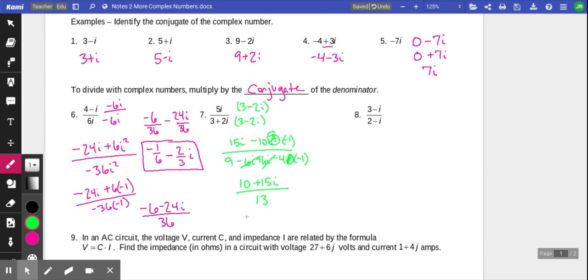I could try to simplify this, but when I break it apart into my real component, which is 10 over 13, plus my imaginary, which is 15 over 13i, none of my fractions simplify, so this is my final answer.